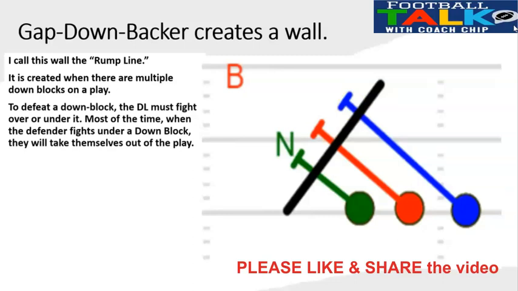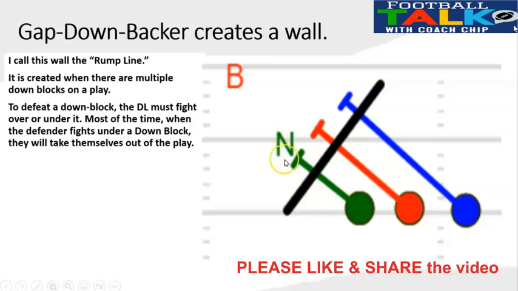Most of the time when the defender fights under a down block, what I mean, coming under it right here, the ball's gone. You know, I read an article where it said 90% of the time. I don't know the analytics of it. I freely admit I have not done a study. But I do know that in years of doing gap down backer blocking, this is way past 50% of the time. I don't know if as much as 90, but he better be a hell of a football player if he's going to come under the down block.